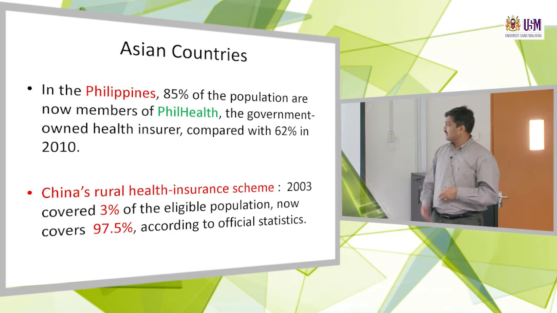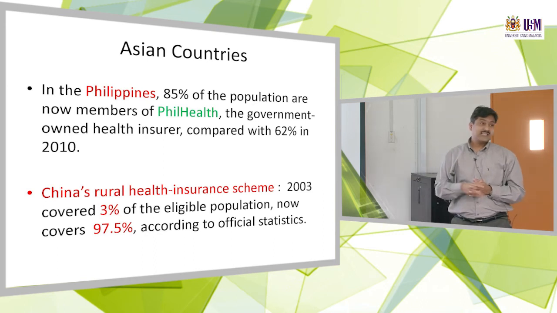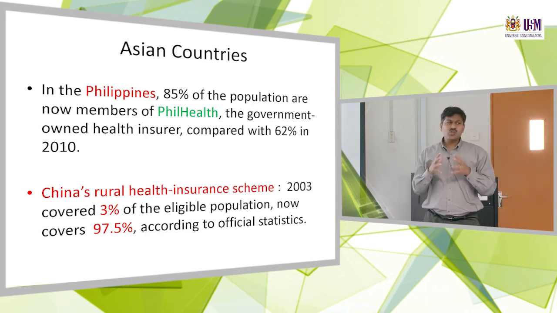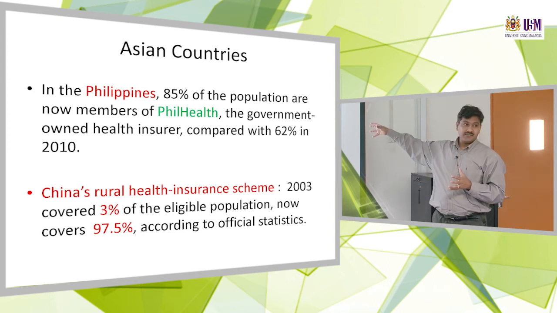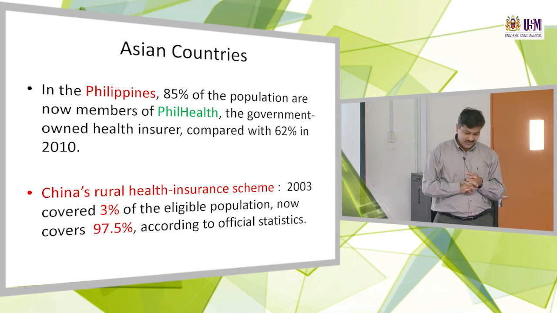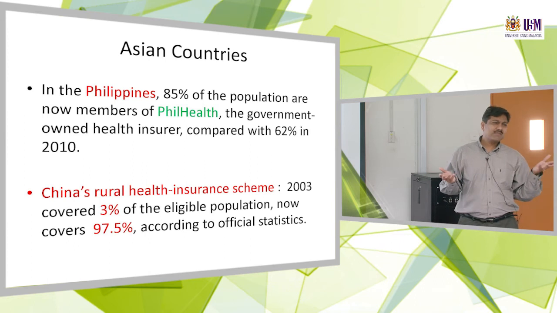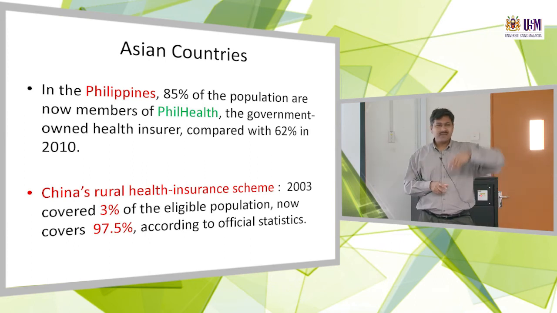You can see the Philippines doing very well, for example. 85% of the population are now members of PhilHealth, basically Philippine Health. Universal coverage almost. Can you imagine? It's like the NHS, the National Health Service in the UK. It costs so much. But the Philippines is able to do that now. The government-owned health insurance, compared with 62% in 2010. China's rural health insurance scheme, in 2003, only covered 3%, whereas now they're covering 97%. How are they able to do that? China, more than 1 billion people, 1/6 of the world. It's maybe 10 times bigger than the NHS in the UK. How are they able to do that?